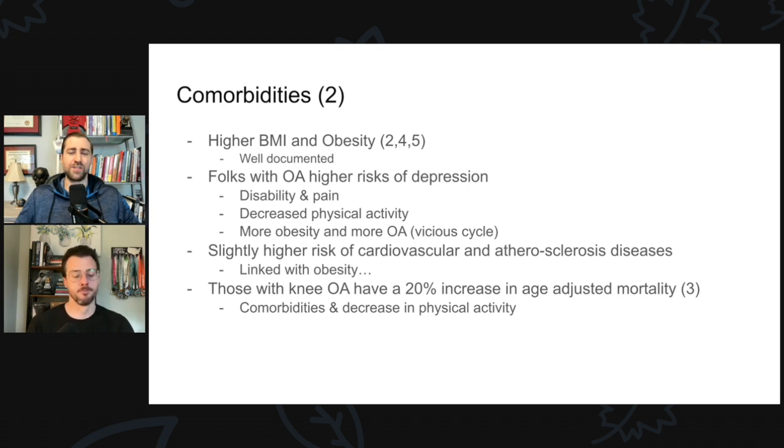These folks have a slightly higher risk of cardiovascular and atherosclerotic disease. It's probably linked with obesity, right? We know obesity is bad for those. Those with knee osteoarthritis have a 20% increase in age-adjusted mortality. So basically, they have more comorbidities and decreased physical activity. Makes sense. More death from all causes, unfortunately, probably from these comorbidities and not knee osteoarthritis itself. I've never heard of someone dying from knee osteoarthritis. It got so bad they just basically keeled over. But just keep in mind, knee osteoarthritis is associated with all these comorbidities, and it may be a feed forward mechanism, because if your knee hurts a lot, you're not exercising, you're not getting stronger, and that causes problems as well.